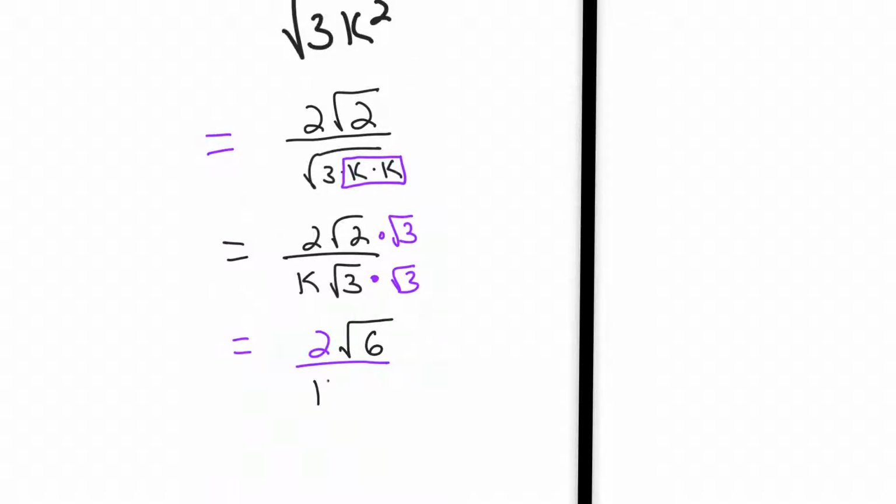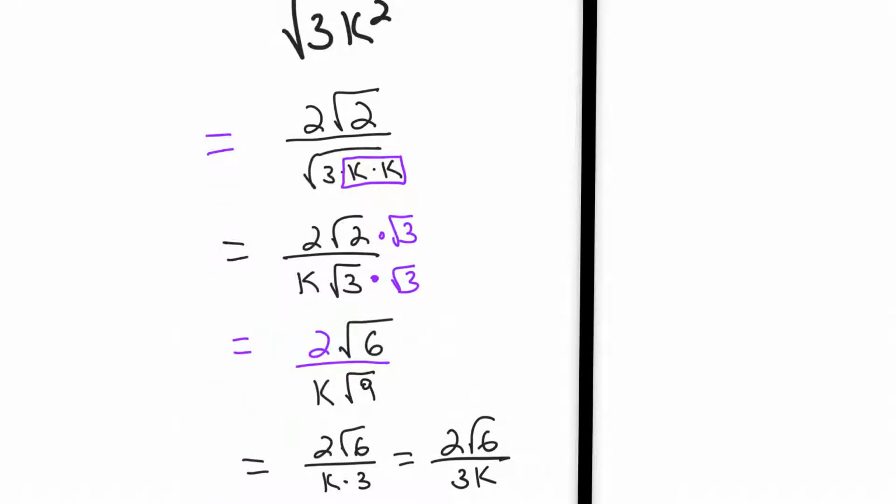On the bottom, I have the k, and I'm going to multiply the two radicals. 3 times 3 is 9, so I'm going to put the square root of 9. But hold on, what is the square root of 9? 3. So your answer is going to be 2 square root of 6 over k times 3, which equals 2 square root of 6 over 3k. Remember, this 3 came from the square root of 9. Let me highlight that so you know where it comes from. The square root of 9 is 3, and you just multiply the bottom: k times 3 is 3k.